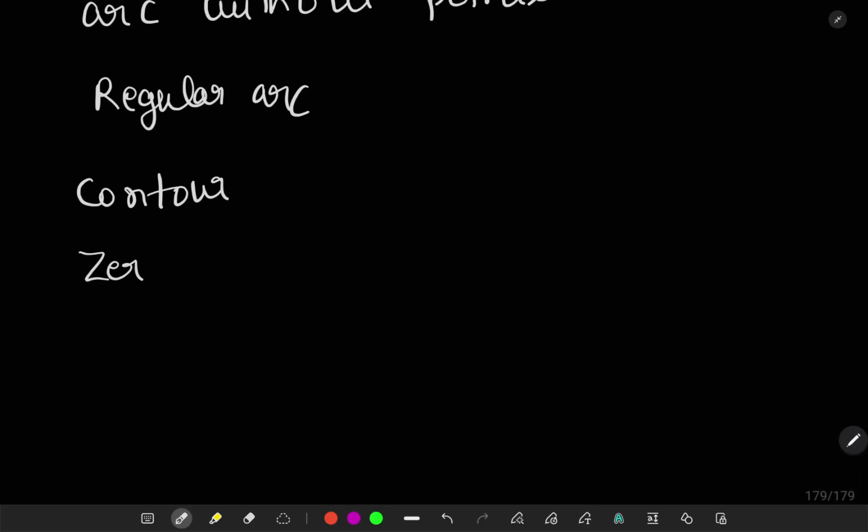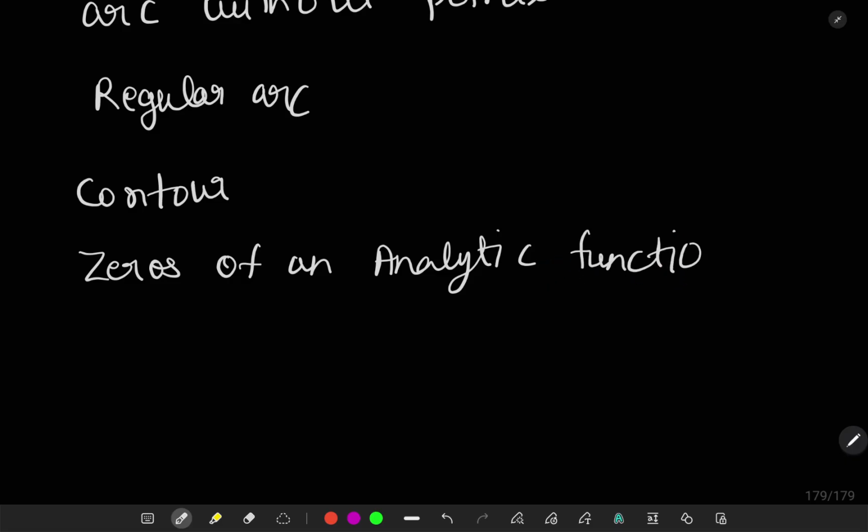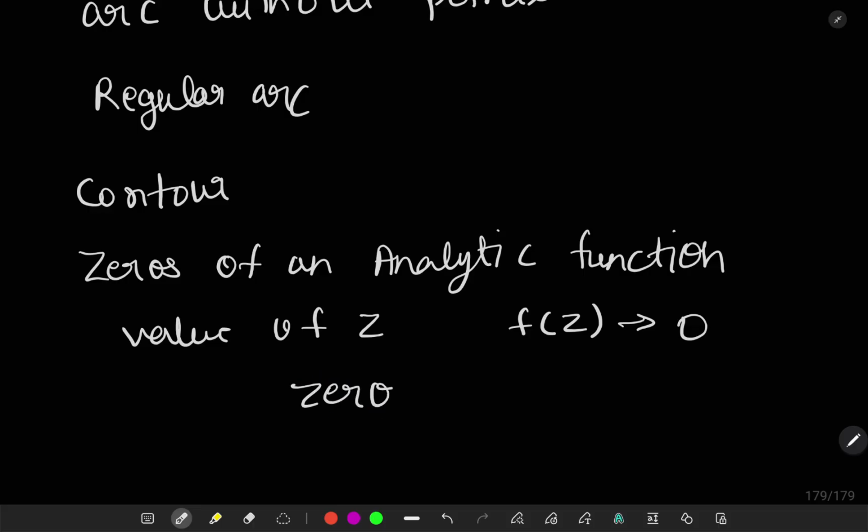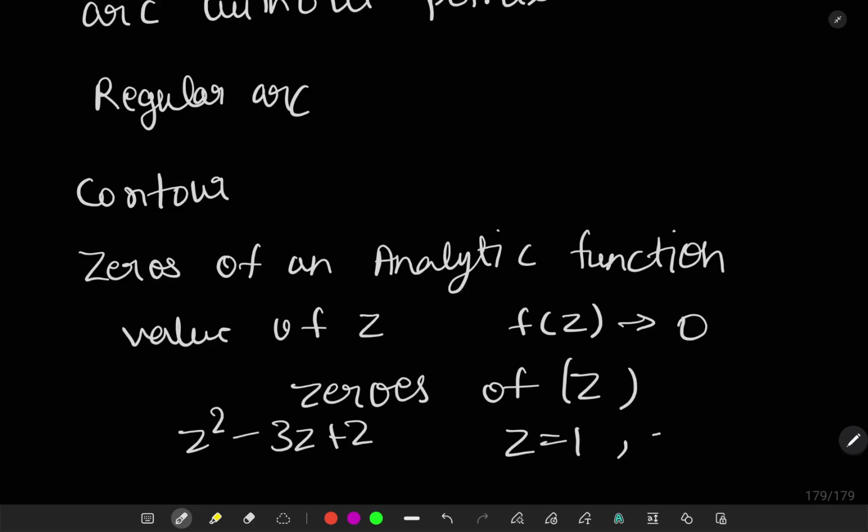Now another, zero of an analytic function. The value of z at which the analytic function f z becomes 0 is said to be a zero of f z. For example, this is an equation and it has zeros z equals 1 and z equals 2.